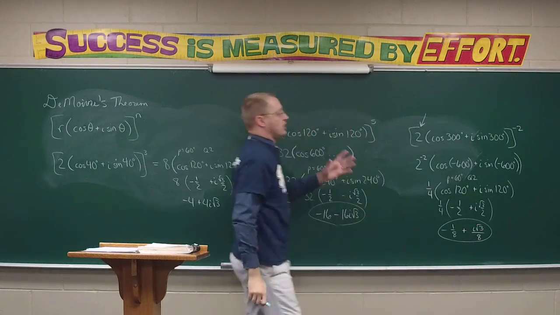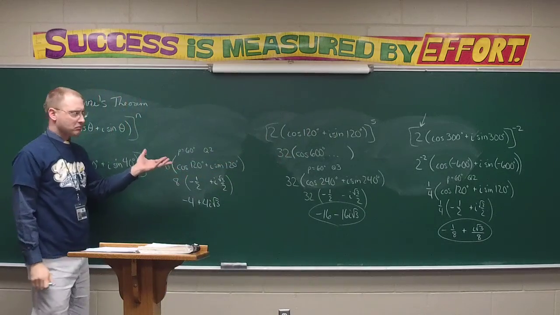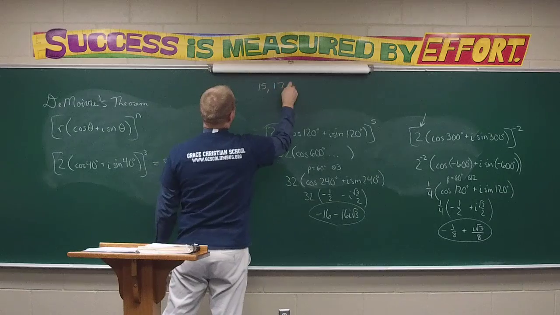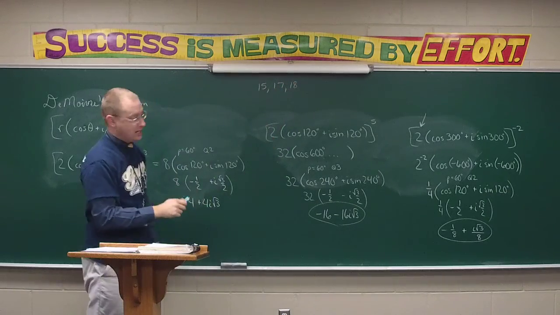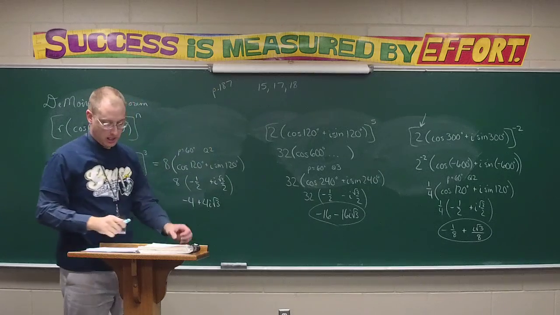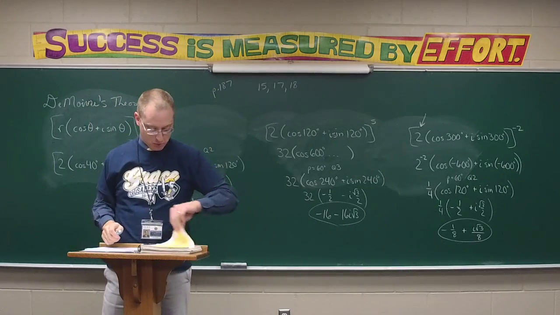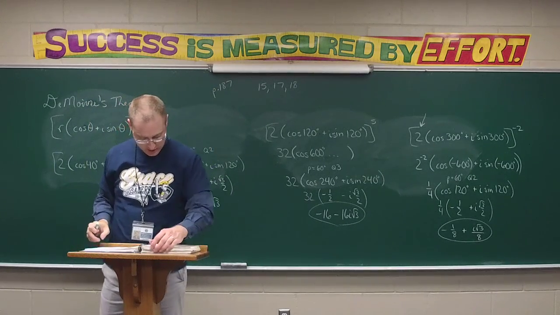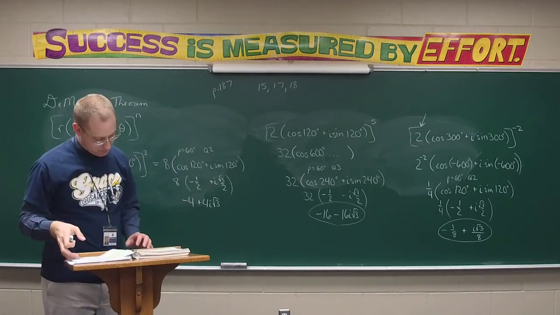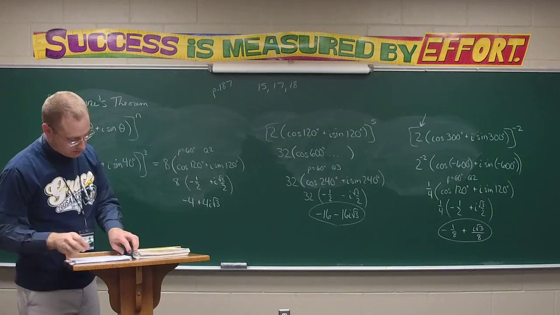All right, questions on negative exponents? All right, I want you to do numbers 15, 17, and 18. They're on page 187. Again, if you haven't already, you can flip back and look at page 184 very briefly. And we've got a very lovely picture of Abraham de Moivre. But anyway, there you go.